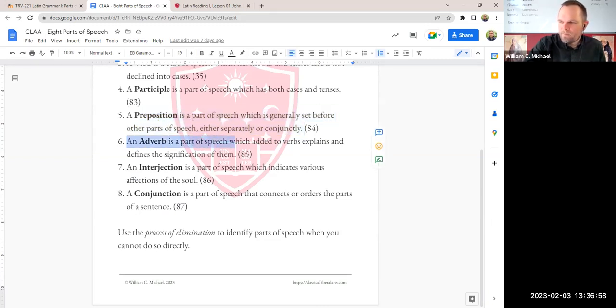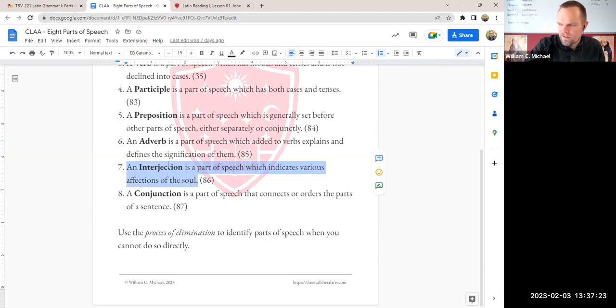An adverb is a part of speech added to verbs to explain and define the meaning of them. Does the word apud get added to verbs to explain their meaning? Nope. It's not an adverb. An interjection is a part of speech which indicates various affections of the soul. Does the word apud, which means with, express different affections of the soul? No.